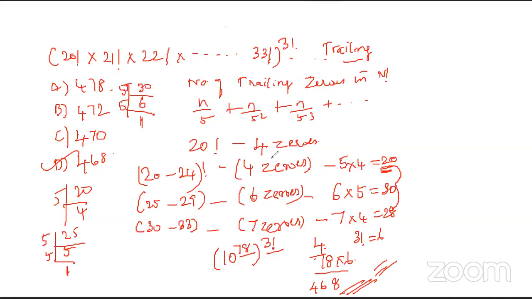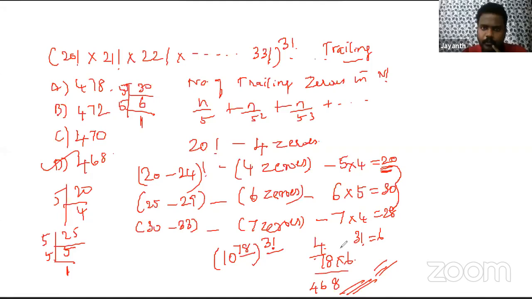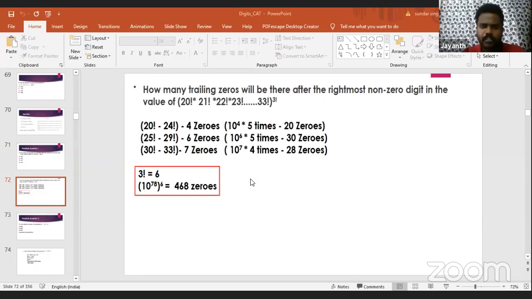Yes, sir. If you're not able to follow, I'll show you the explanation also. I have already prepared a slide for that. You can see here. From 20 factorial to 24 factorial, we have 4 zeros, that is 10 power 4. And how many times? From 20 to 24, we have 5 numbers, so into 5 times, 20 zeros.